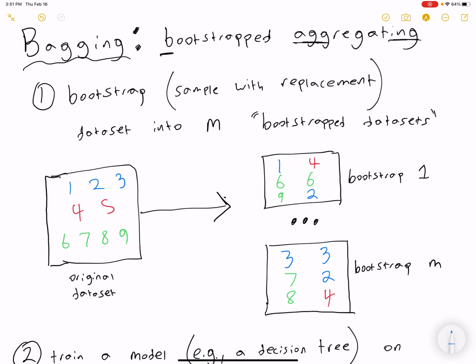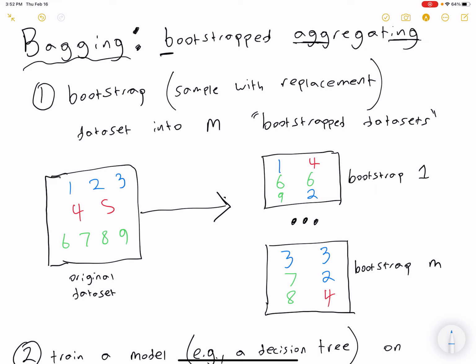So with replacement means that it's literally like you take a card out of a deck and then you put it back in the deck. And then the next time you sample or pull a card out of the deck, you have a chance of pulling that card out. If you do without replacement, you run out of cards.